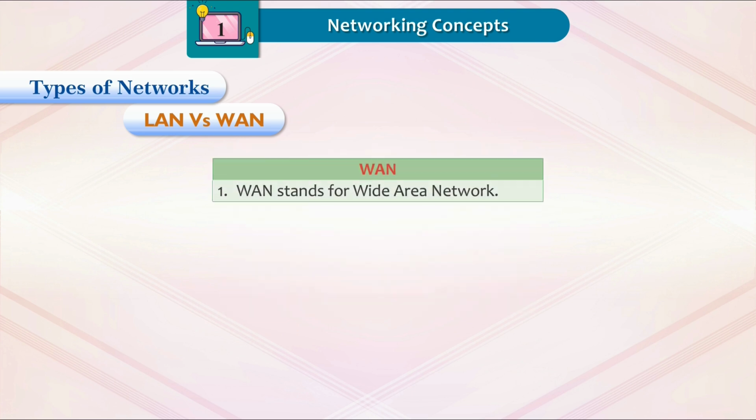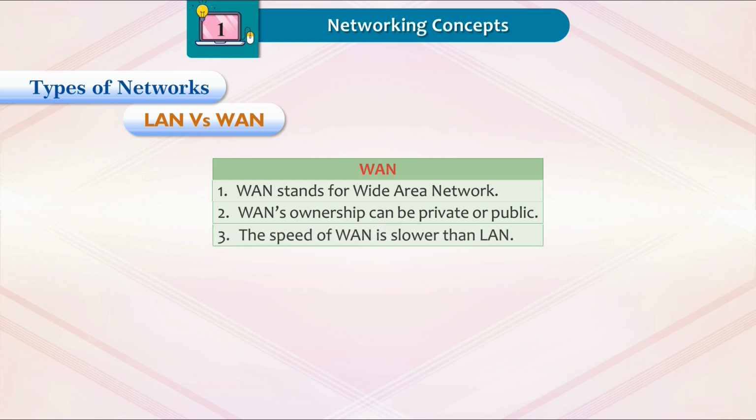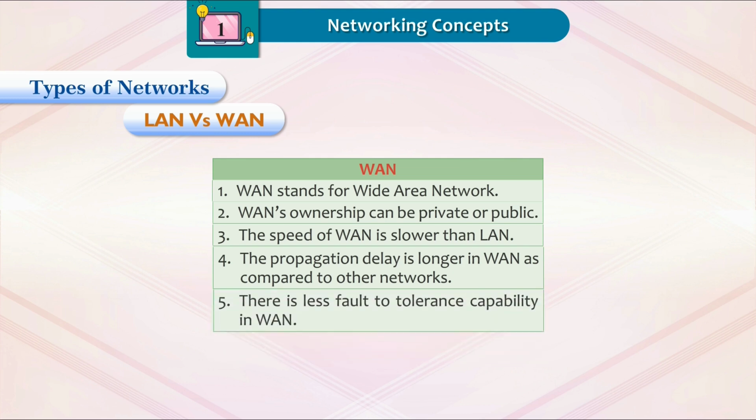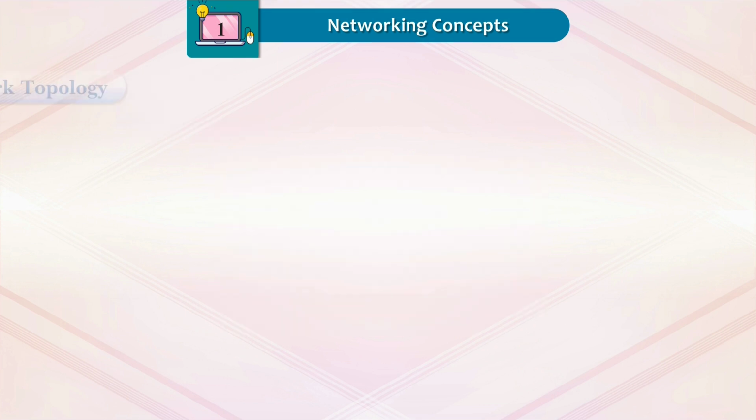WAN stands for Wide Area Network. WAN's ownership can be private or public. The speed of WAN is slower than LAN. The propagation delay is longer in WAN as compared to other networks. There is less fault tolerance capability in WAN.